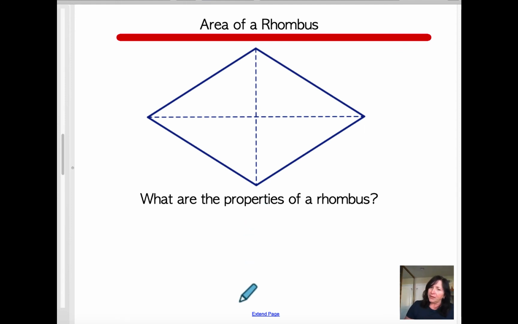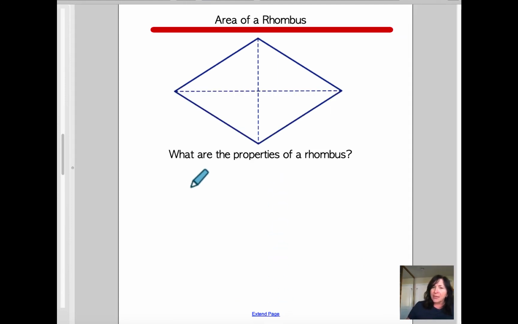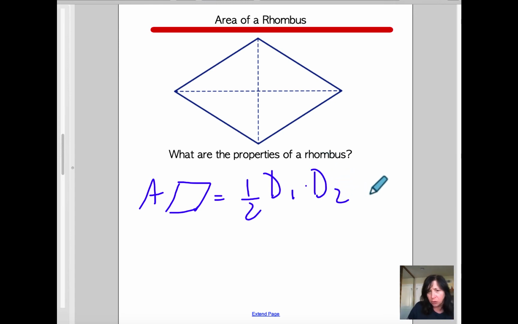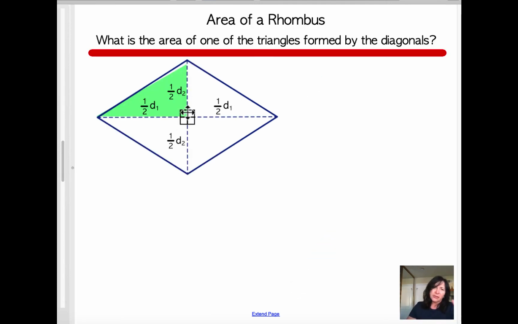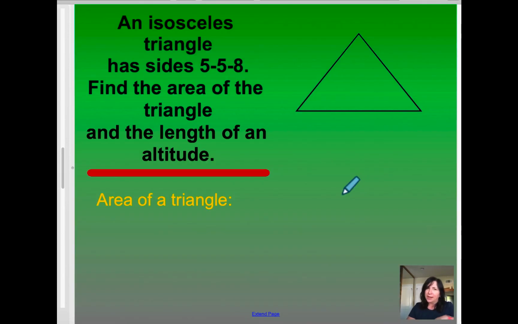Area of a rhombus is a little bit different, okay? The area of a rhombus is equal to 1/2 the first diagonal times the second diagonal. That's really important because we also know that diagonals are perpendicular in a rhombus. So that's diagonal 1 times diagonal 2 divided by 2. And this is a proof for that, and we'll show you that in class.